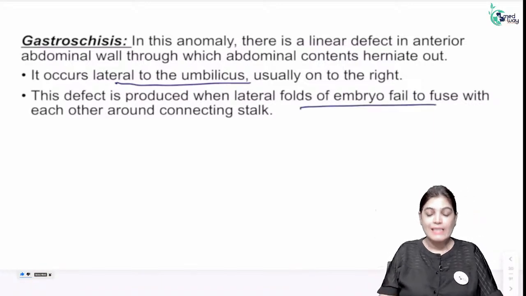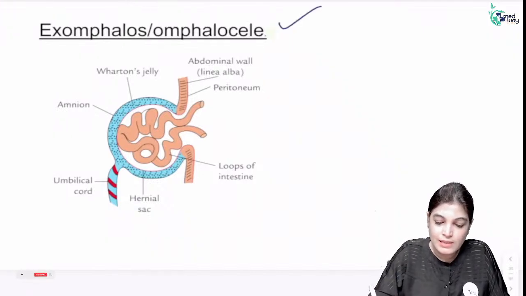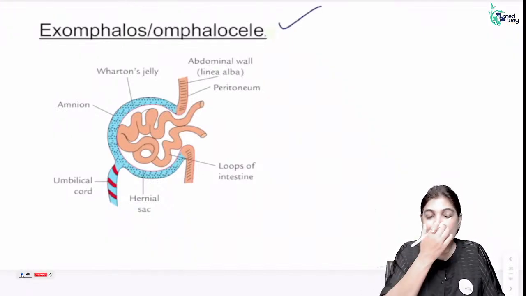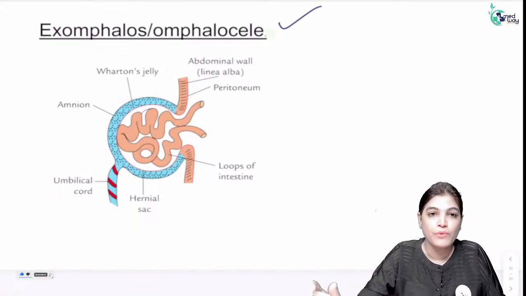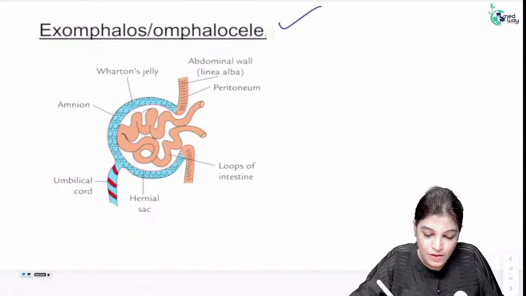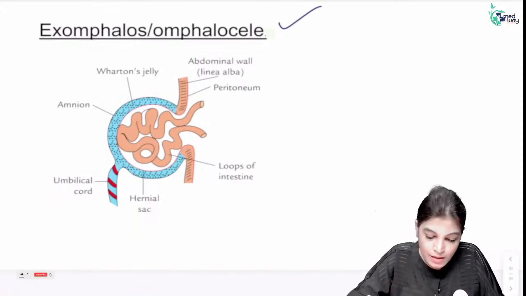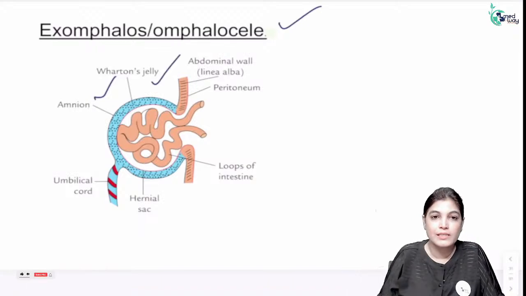Now this is a schematic diagram showing you the coverings of omphalocele. So you can see it is covered by layers. As you can see, it has a covering of the amnion, and it has a covering of Wharton jelly, as you can see in the diagram.